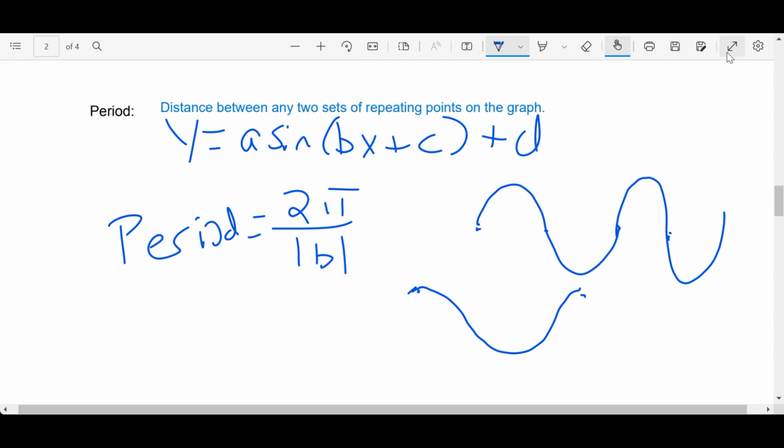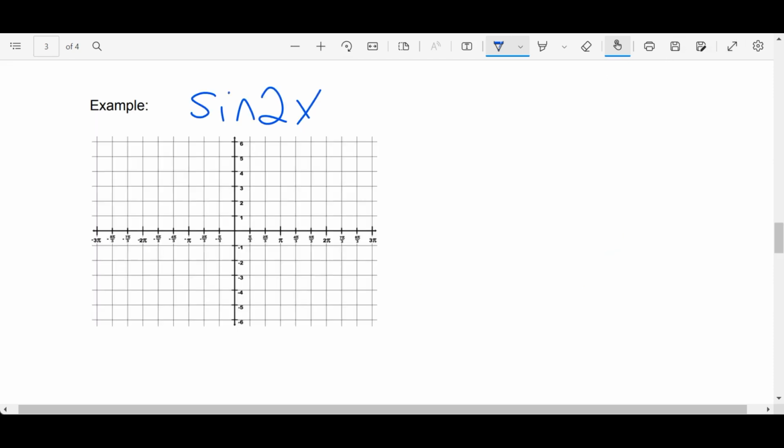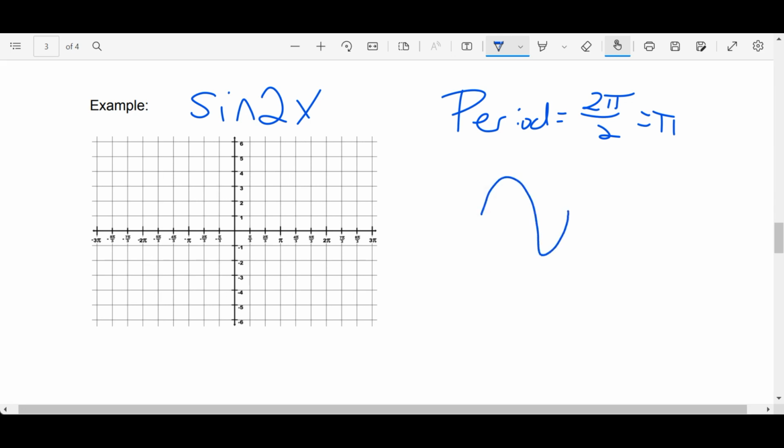So that's what we got so far. Now we got sine of 2x. So what's your period? Period is 2 pi divided by 2, which is pi. So that means this motion will be a distance of pi. So I know I'm going to have 0, 0, and I know I'm going to have pi comma 0.